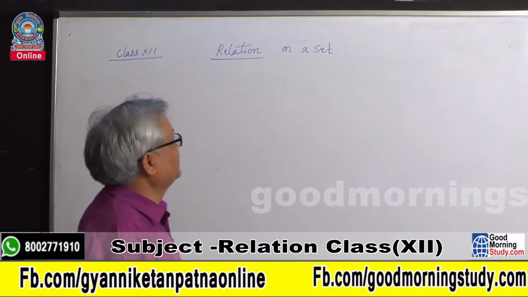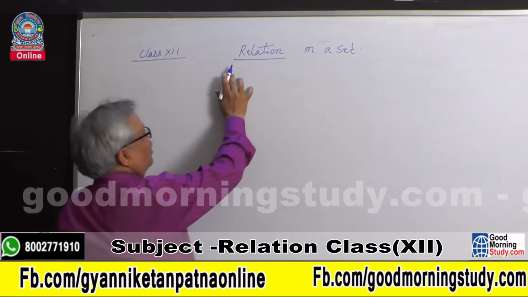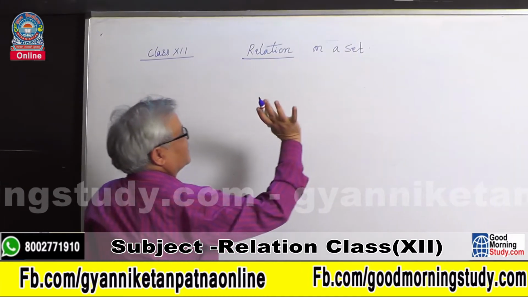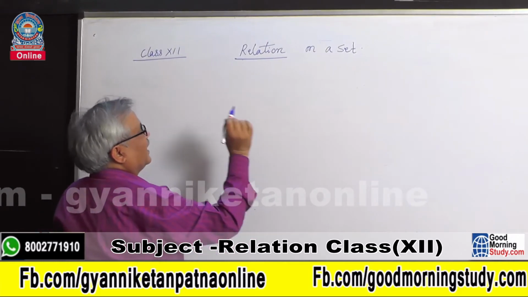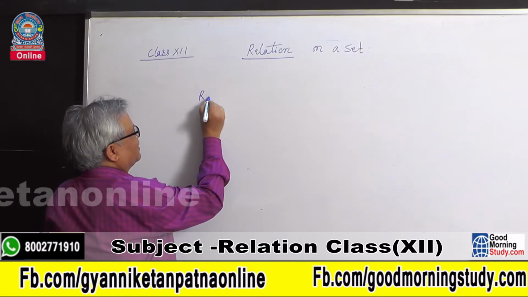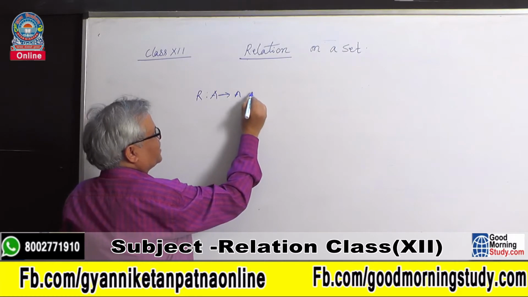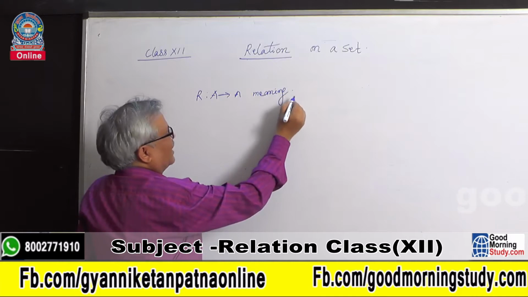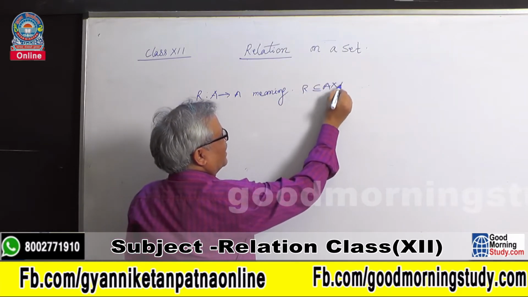I am going to describe the mathematics for class 12. The topic is relation, that is relation on a set. What do we mean by the term relation on a set? The relation we write in this form, R is a relation defined on the set A to A. Its meaning is this: R will be a subset of A cross A.